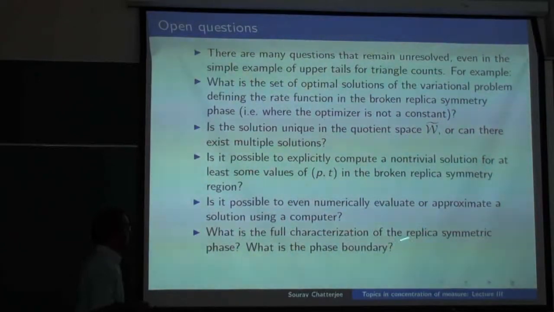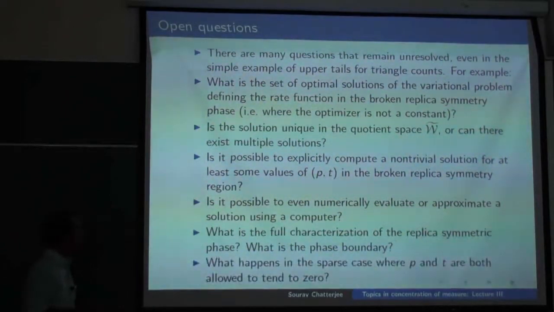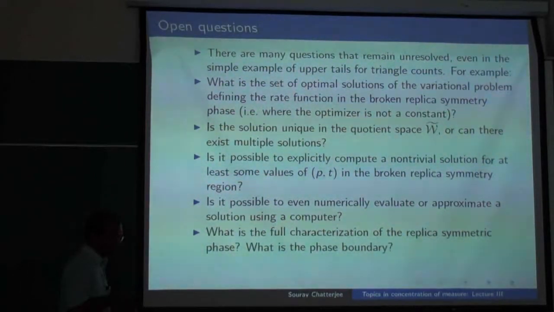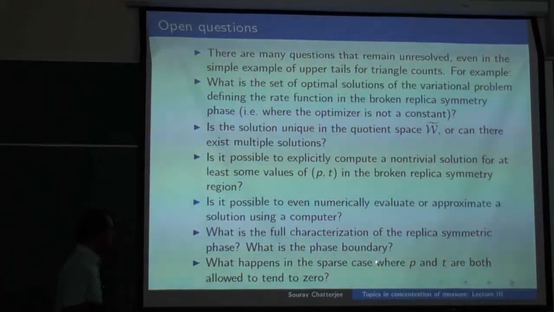What is the characterization of the replica symmetric phase? What is the phase boundary and all that? I should mention that there is some recent work on that by Charles Radin and co-authors. And lastly, what about the sparse case? In the sparse case where p is going to 0, we don't know how to do large deviations. We can do concentration inequalities and upper and lower bounds, but we cannot evaluate or do large deviation principles.